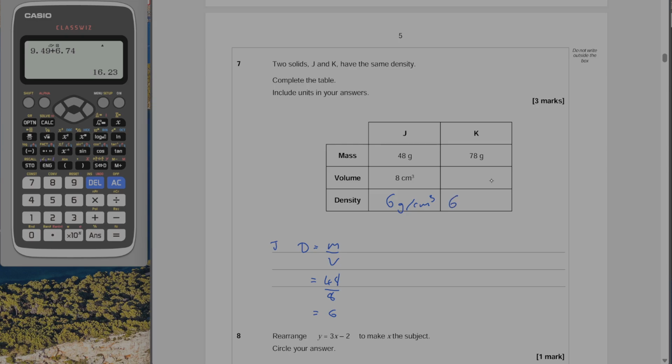So K has got the same density, 6 grams per centimetre cubed. So for K, the volume is going to be equal to mass divided by density, which would be 78.8 divided by 6. Which would give us 13 centimetres cubed.